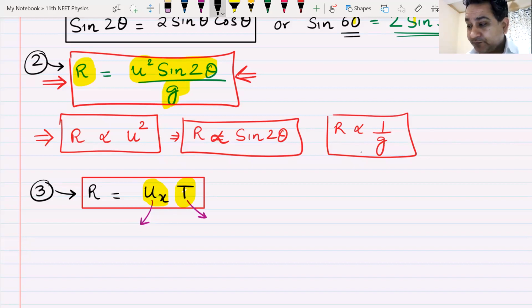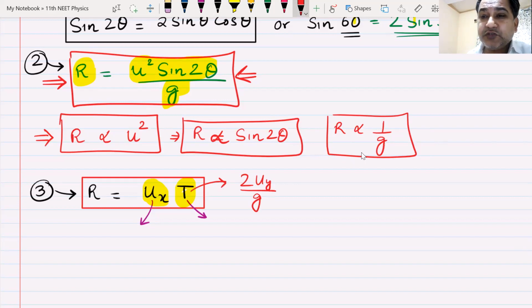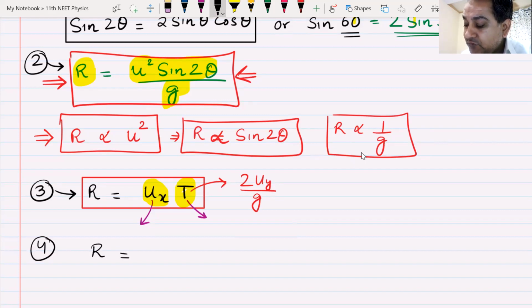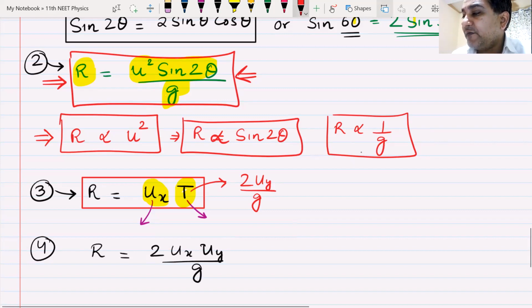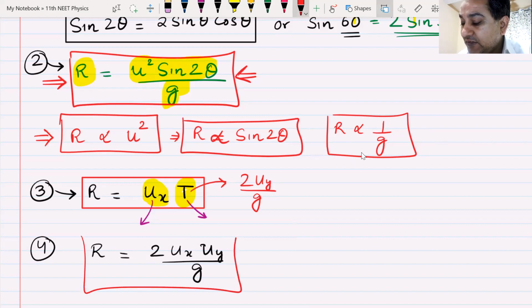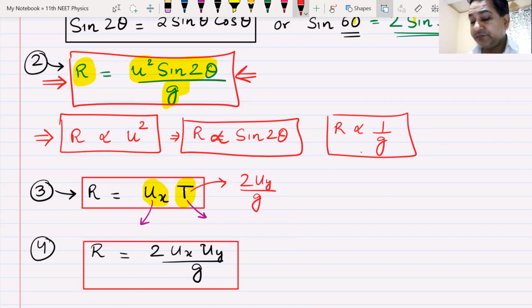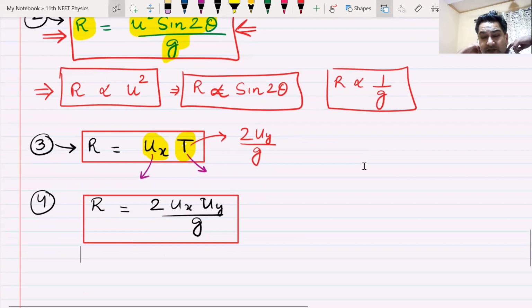Now, if you remember, time of flight was 2 times uy by g. I can put this in and I can get the last formula for range, 2 times ux uy by g. Do we all agree on this formula? Does anyone have any doubt? This is the time that you raise up this doubt.